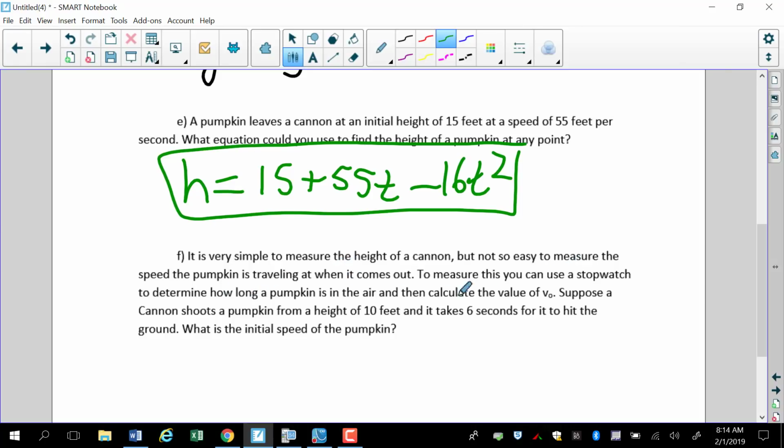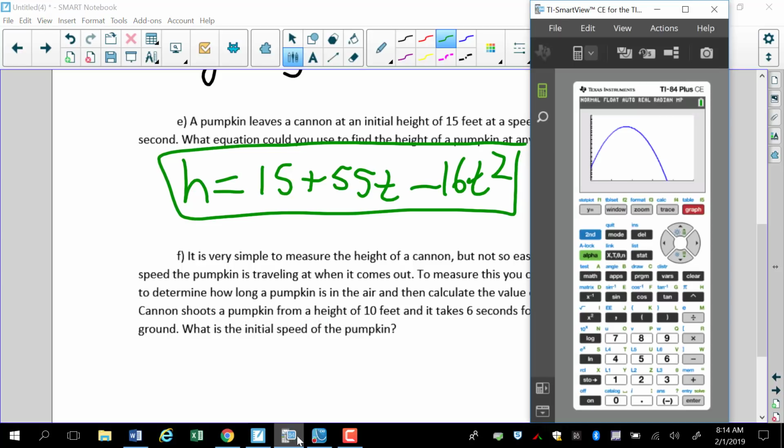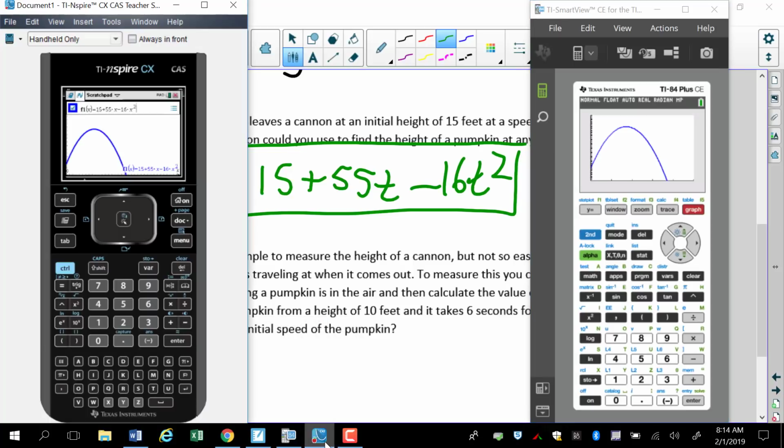So we're going to use a stopwatch to determine the velocity, shooting at a height of 10 feet, and it's going to land in 6 seconds. So I'm going to show you how to do this on your calculator again. So let's go back to our two calculator screens.